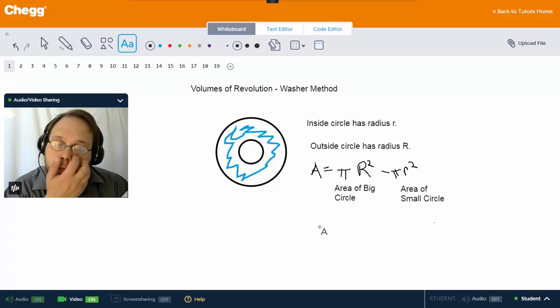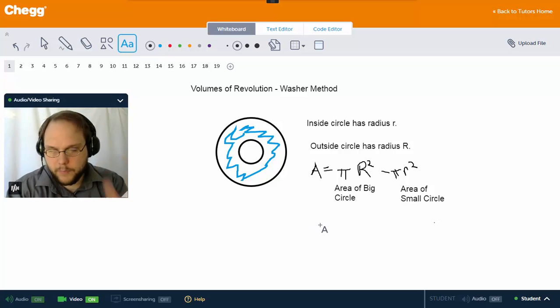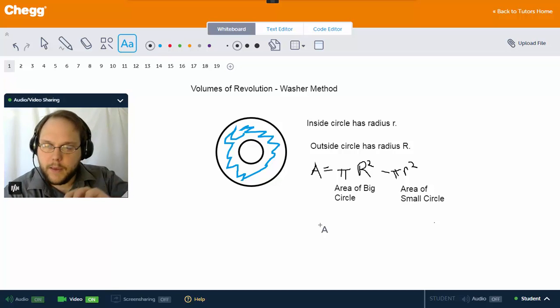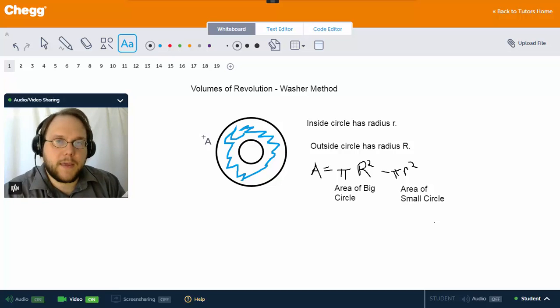So, if we have a shape, and if we can cut cross-sections perpendicular to an axis and get washers, then we can use this formula for the area of the washers to integrate, to add all those cross-sections up in order to find the volume of this area that we have revolved around one of the axes.